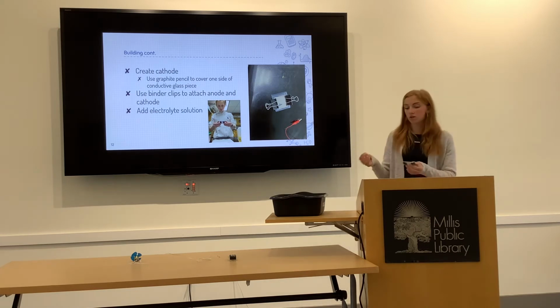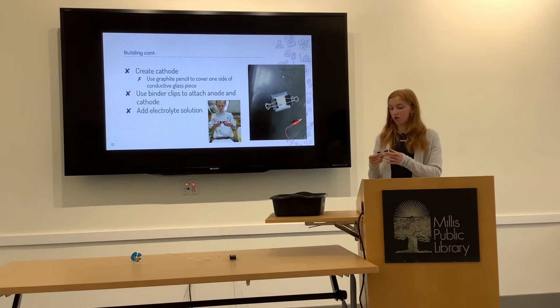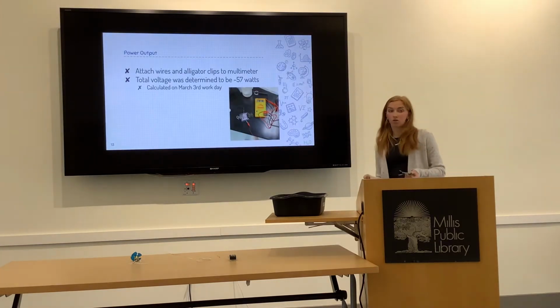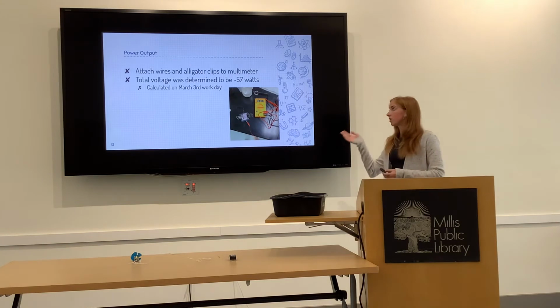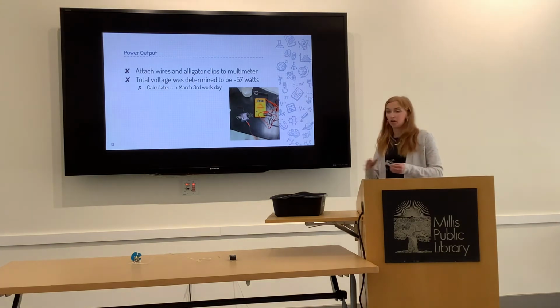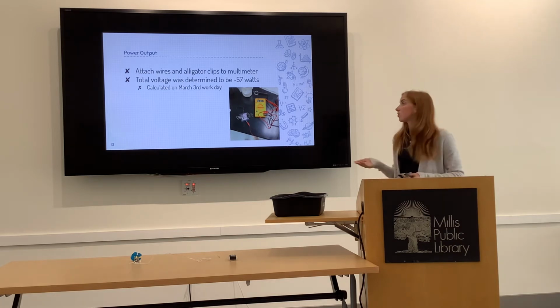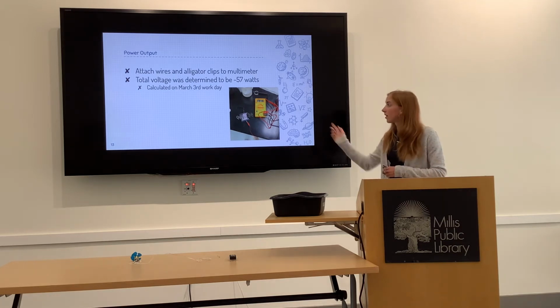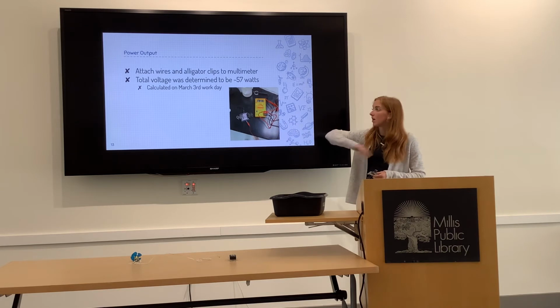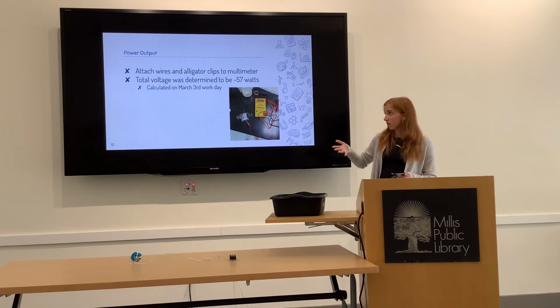I added electrolyte solution to the top with a pipette and used the binder clips to unclip and reclip them and let it flow throughout the cell. So once that was done, all of my solar cells were ready and functioning. I used the multimeter to figure out the power output that I had in total with all 9 of my solar cells. To do this, I just attached wires and alligator clips to the multimeter and my solar cell, as you can see here. And I calculated the total voltage I had for all of them was about 57 watts.